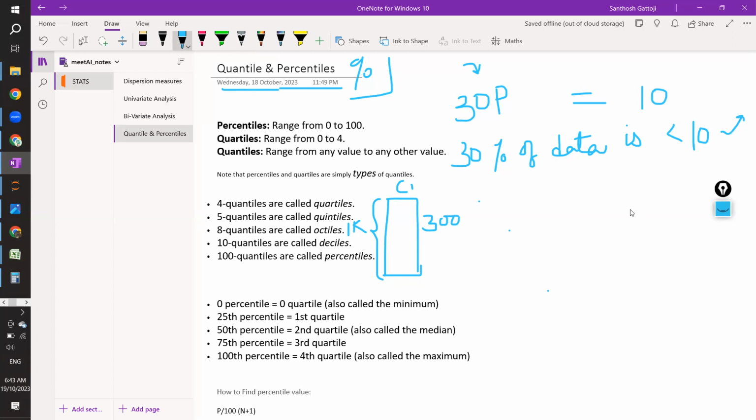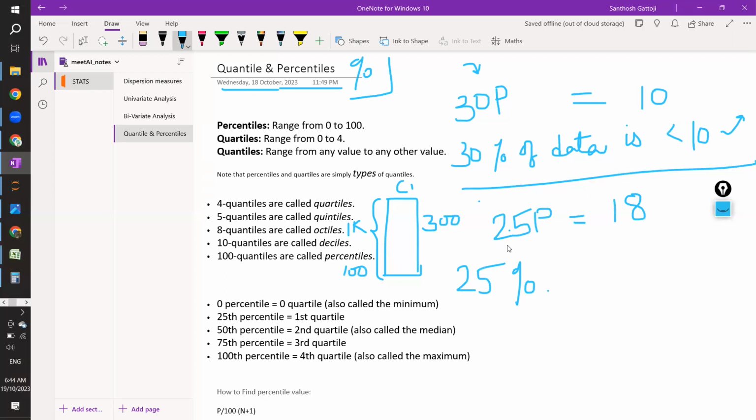Are you getting it? Similarly, if I say 25 percentile equal to some number, 18 for example, that means 25 percentage of the values from the given data. If the given data has 100 values overall, 25 percentage means 25 values. So 25 values are less than 18. Percentile will give you how much percentage of the values are less than that given number.